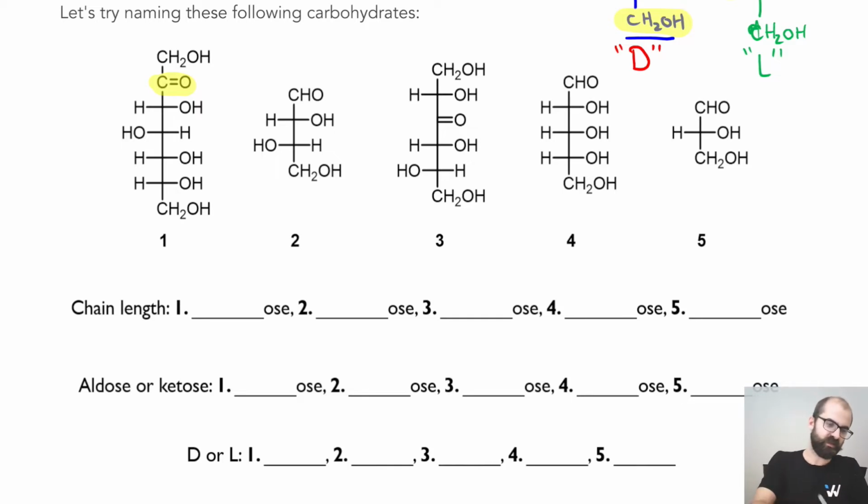Okay, so let's start with number 1. We can count the number of atoms that are in it, but it might be most useful to make sure that we have the highest oxidation state group at the top before we number any atoms. In this case, we have our C double bond O closest to the top of our drawing, so that's good. And then we start numbering the atoms based on that position.